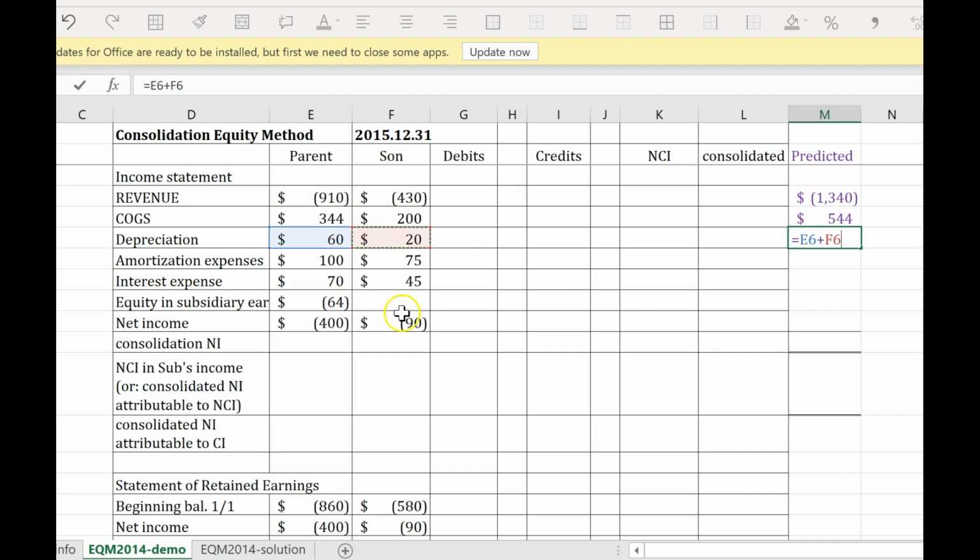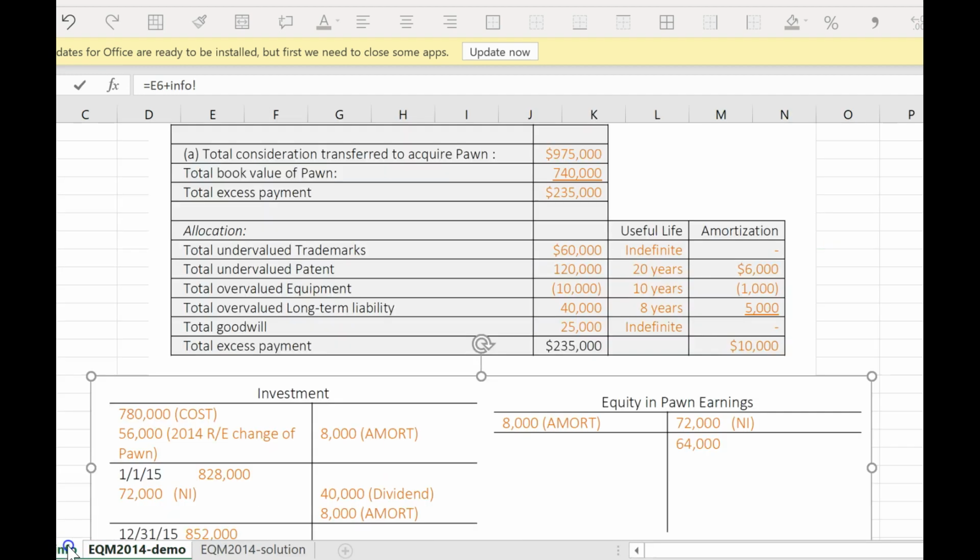However, we notice that there are some assets and liabilities. If you look at your allocation table, you will see that some assets and liabilities have amortization. Which one is associated with depreciation expense? It is the equipment. So equipment was overvalued, which means the subsidiary takes the depreciation according to the book, which is overvalued. So they take too much depreciation expense that we need to reduce. So the number we need to reduce is 1,000 per year.